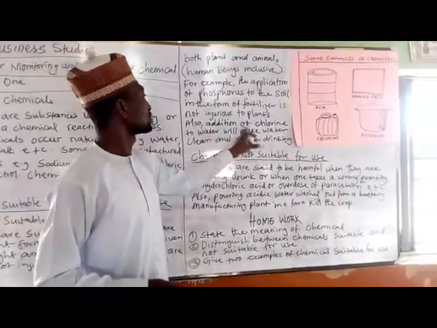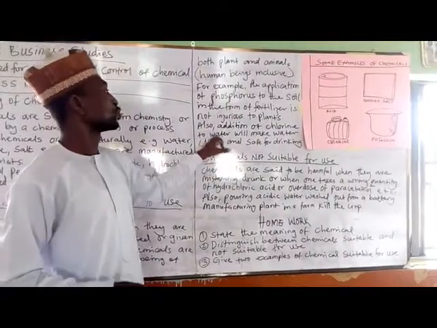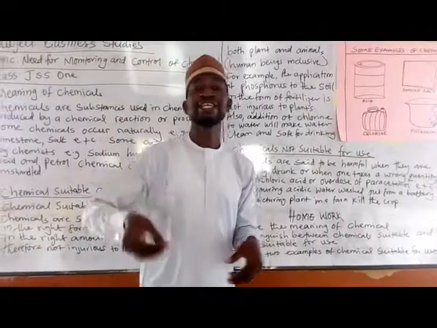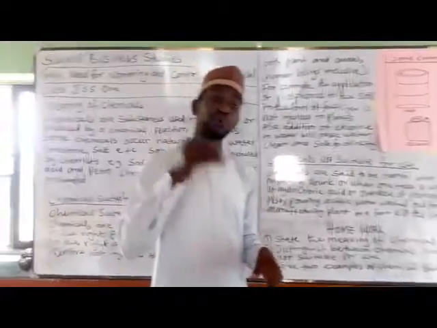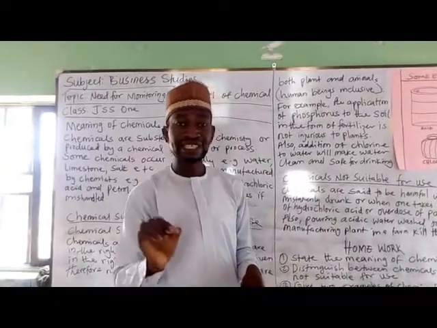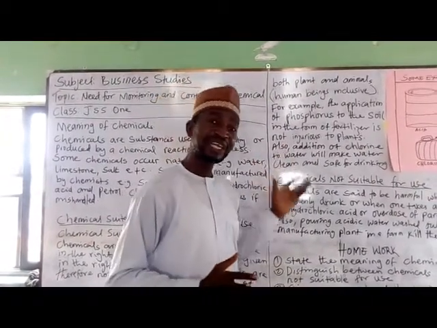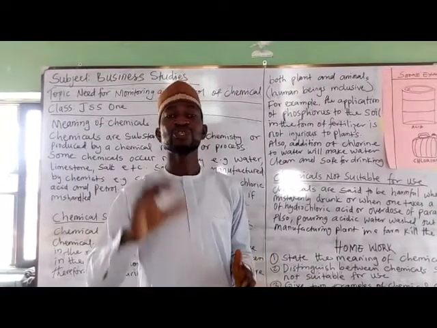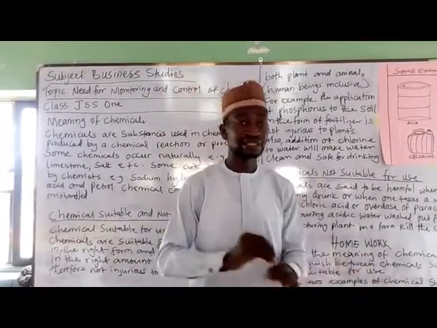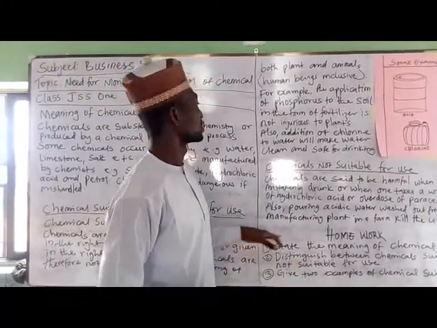Also, addition of chlorine to water will make water clean and safe for drinking. Chlorine is a chemical that is used in purifying water. When this chlorine is applied into the water, according to required quantity, it makes water safe and healthy for drinking. But in an event that the chlorine is applied in excess, it affects the water entirely, as well as the well-being of humans.